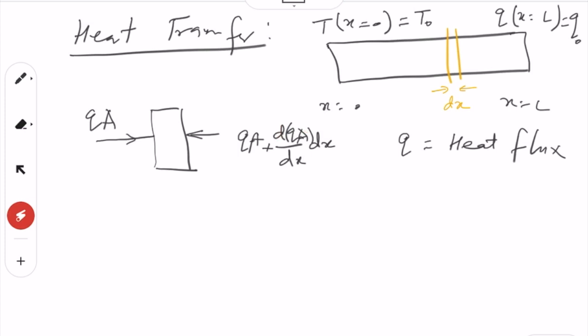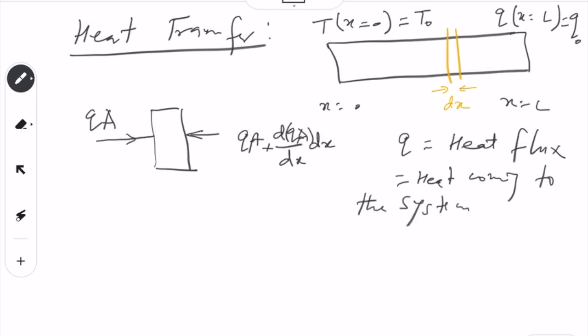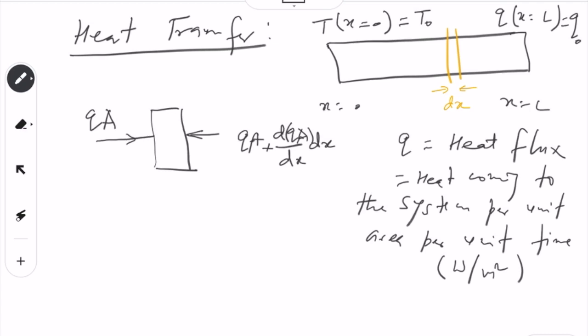So, q is the heat flux, and that means the heat coming to the system per unit area per unit time. So, this will be like watt per meter square, in SI unit.